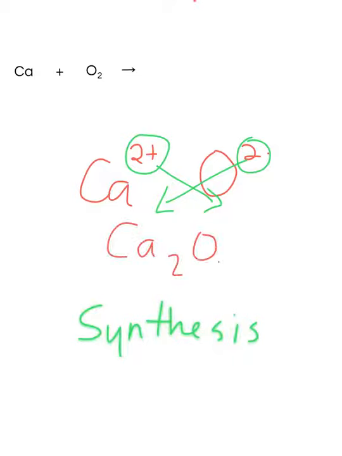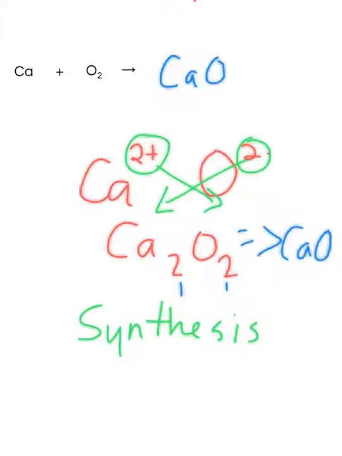But I need to remember that this is an ionic compound, and ionic compounds I want to be able to reduce to lowest terms, and a 2-to-2 ratio is the same as a 1-to-1 ratio. And so that tells me that my final product is CaO, and I go ahead and write that in my product space here.